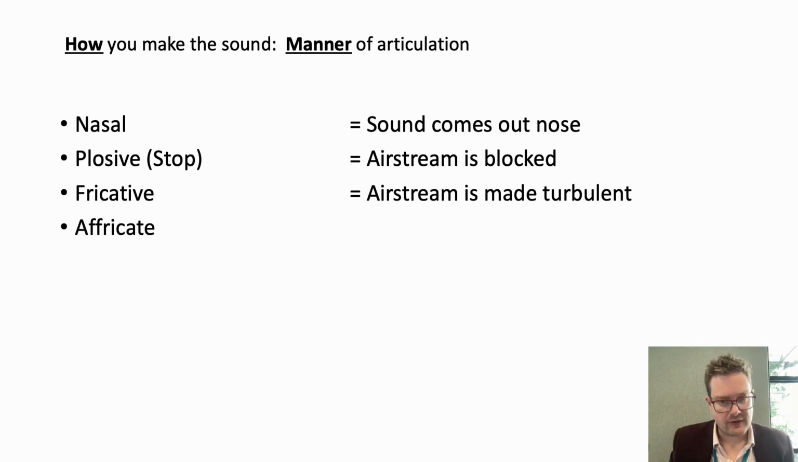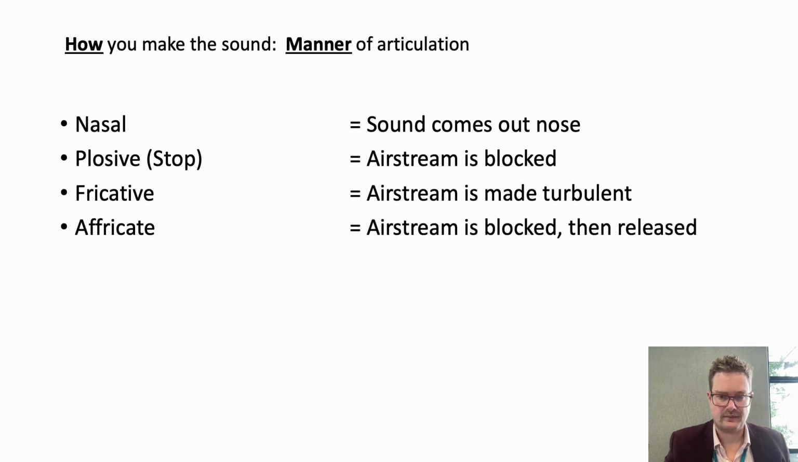And then you've got affricates, which start as a stop and end as a fricative. They're actually two sounds joined together to make one phoneme. For example, ch is a combination of t and sh. You say t, sh, put them together, ch. So that's called an affricate. The other way to think of it is you block the airstream and then release it. So it starts as a stop, starts as a plosive, finishes as a fricative. So it's an affricate. J and ch are the two that we use in English.